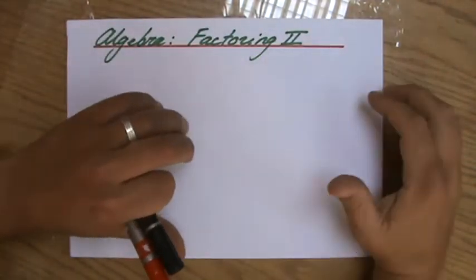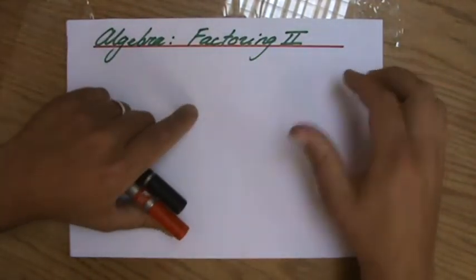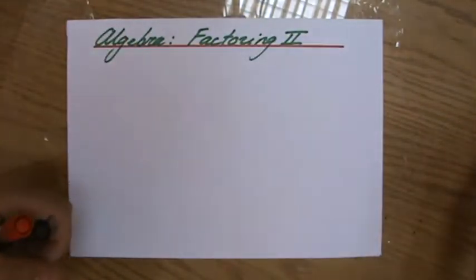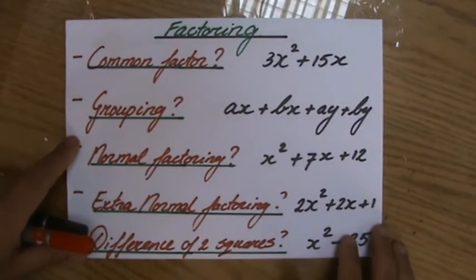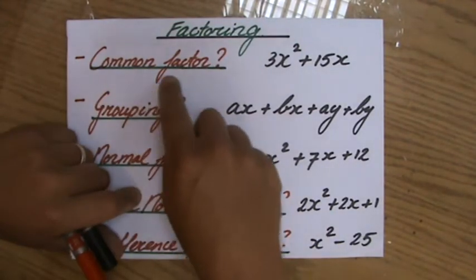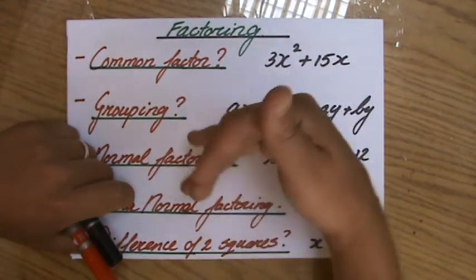Okay, so we know now what factoring or factorizing is. It is putting the expression in the brackets, okay? And for this first video, we're gonna have a look at the first question we should ask ourselves every time: is there a common factor?